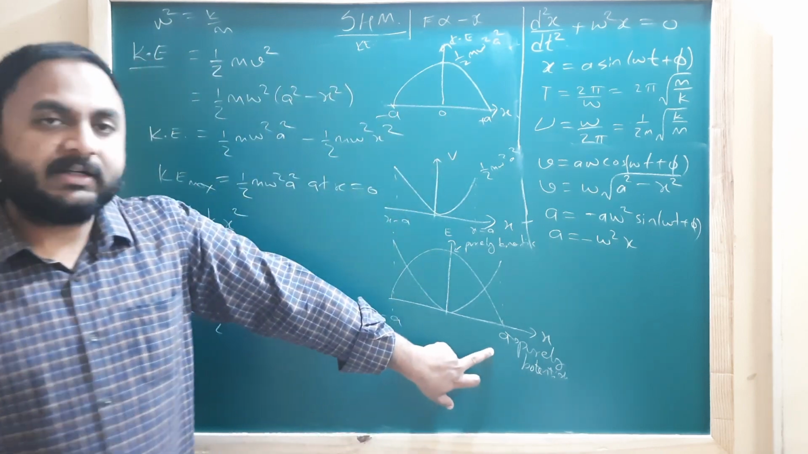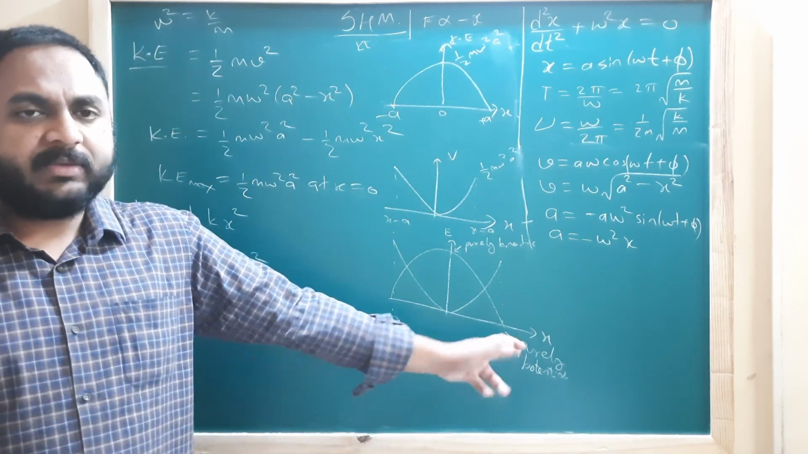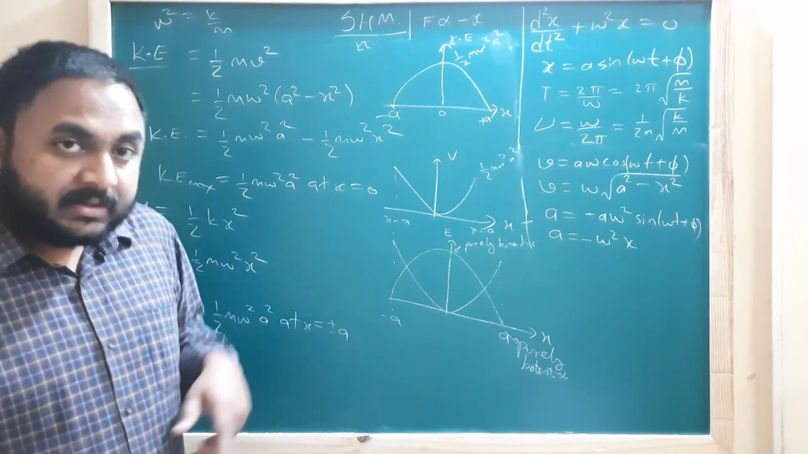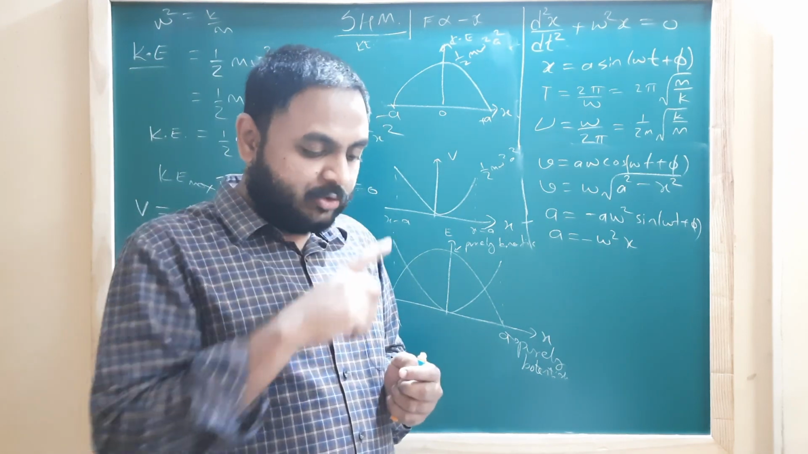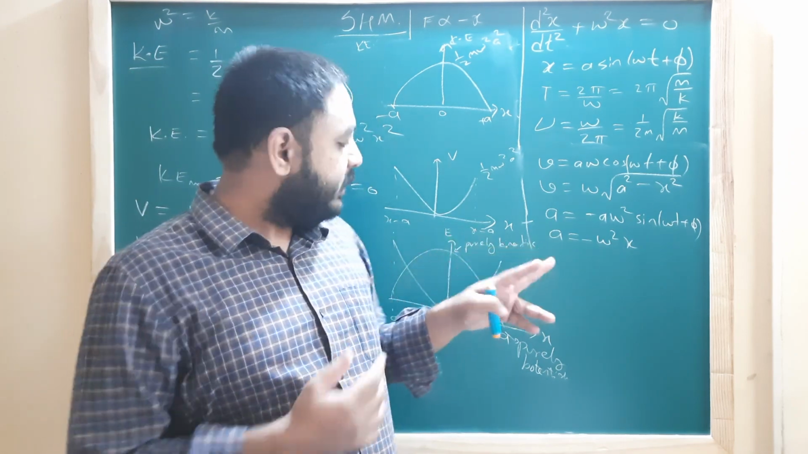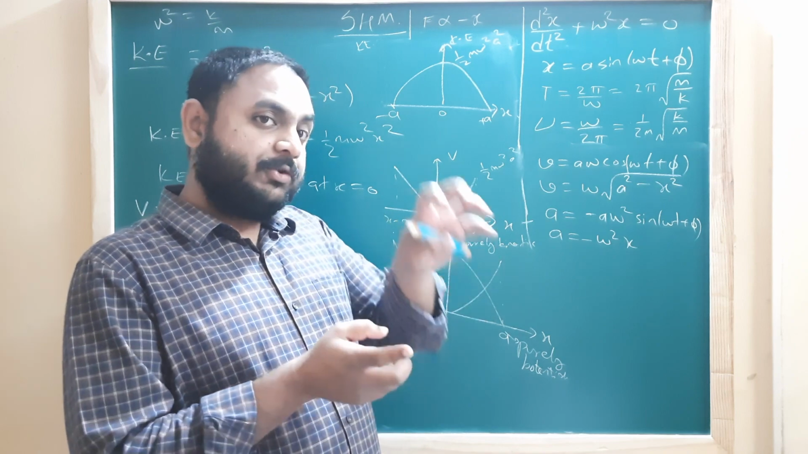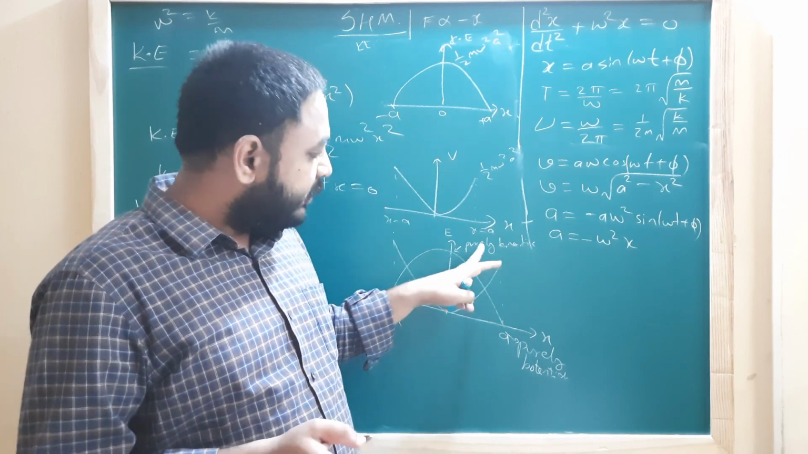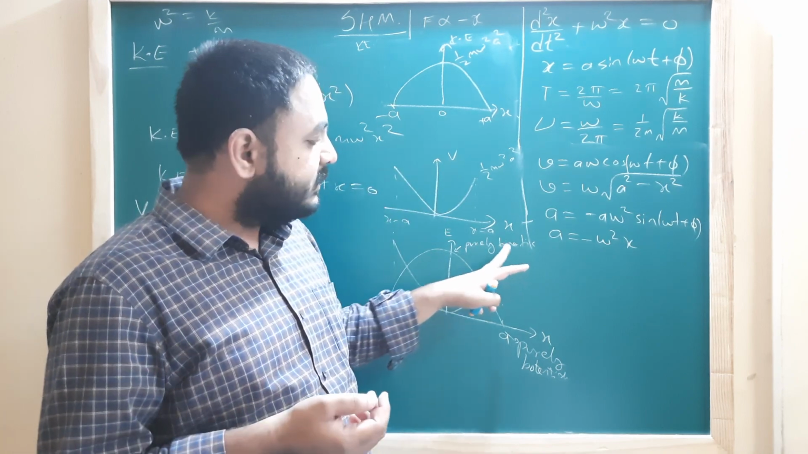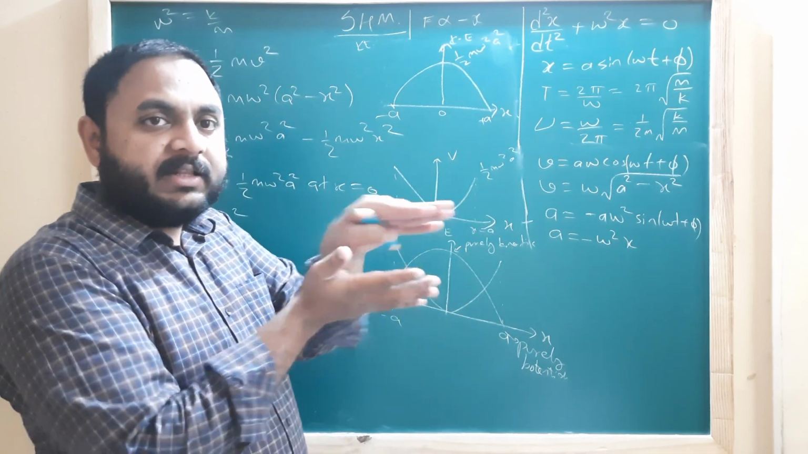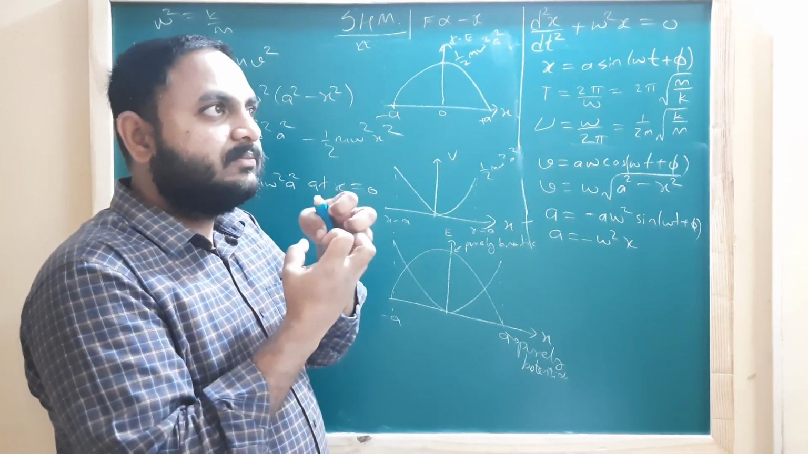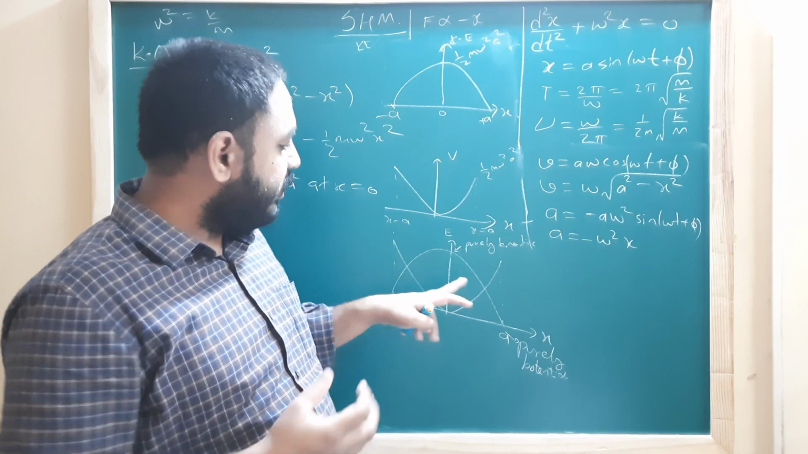That means no kinetic energy at the mean position. Obviously no velocity means no kinetic energy, and that is why initially we said for a system to perform simple harmonic motion it should have this capacity. One, it should store potential energy, and second, it should have mass inertia, that is kinetic energy, and constantly there is a relationship going on between these two.